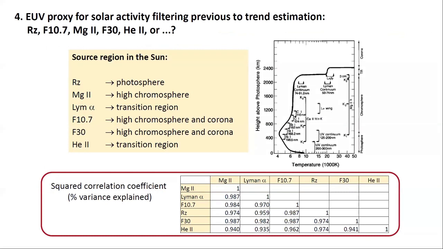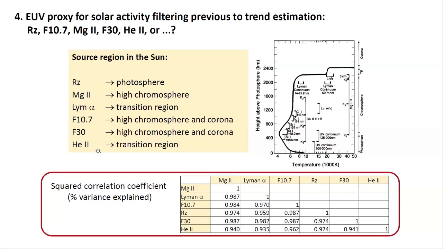Now let's move to the EUV proxy choice. In order to filter the effect of the EUV solar radiation, which I remind you is the dominant effect in the ionosphere, we use proxies. Since we do not have measurements of the spectral EUV range responsible for the ionization of the ionosphere, that is why we use proxies. There are several which are used for this purpose.